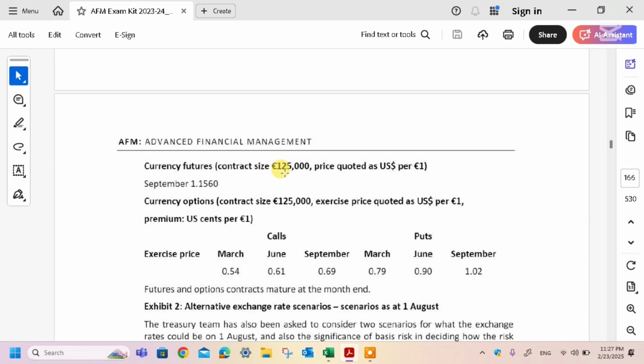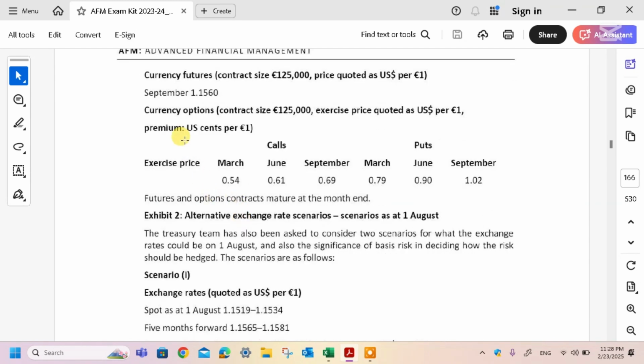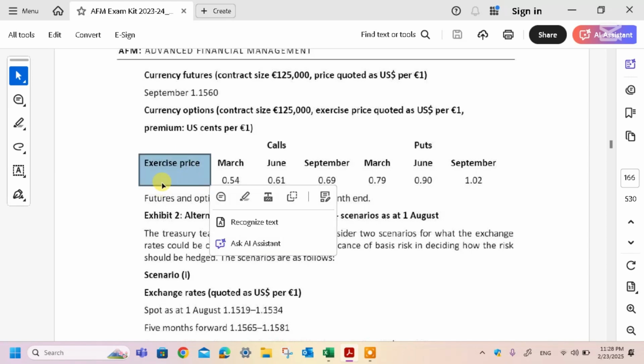Currency futures, contract size is given, currency option is given. On this page, there is a mistake, a typo. The exercise price is missing here. This should have been 1.1540. In the original question it says 1.1540. Here it has been missed. So please, if you have this book, include 1.1540 in your book.